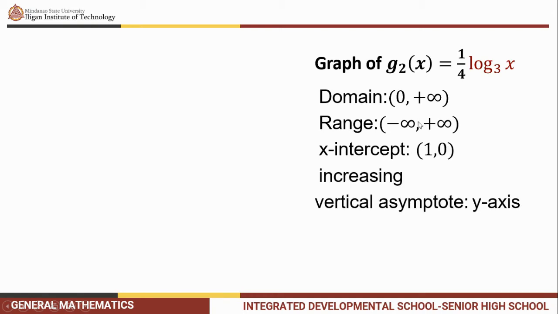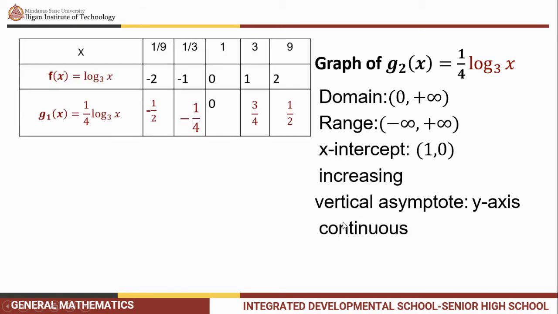It is because if you let y equal to 0, the only value of x that will satisfy it is just equal to 1. So you have (1, 0). And it is increasing. Why? Because we have here a base which is greater than 1. And the vertical asymptote is just the y-axis and it is continuous.